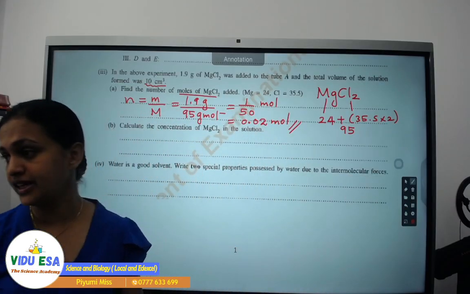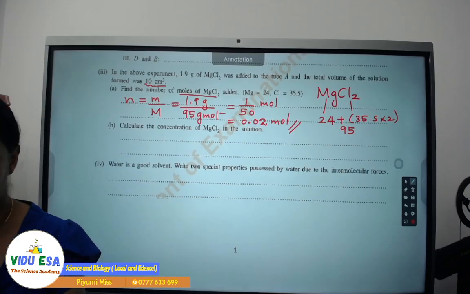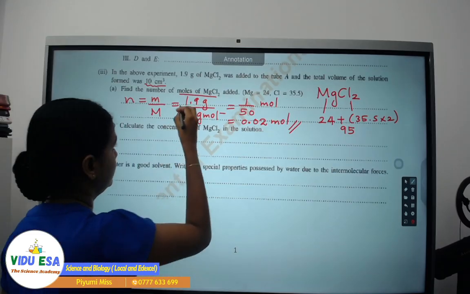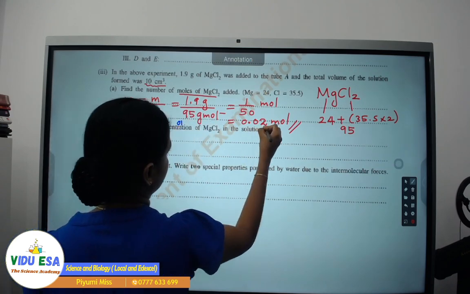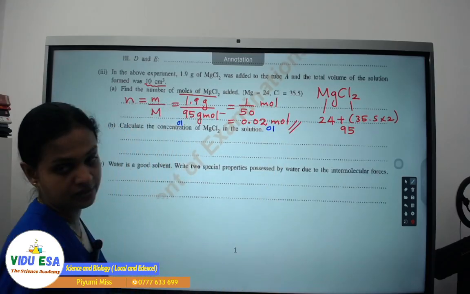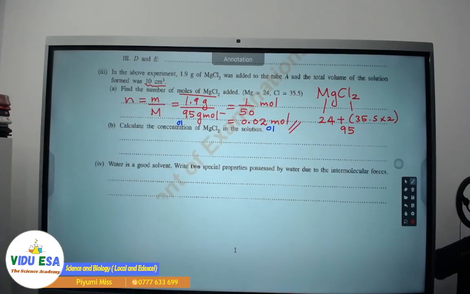Did you get the answer? You should have, since we did a lot of calculations last week. So for this you get 2 marks. 1.9 divided by 95 gets 1 mark, and the final answer gets 1 mark. That is how you get 2 marks.